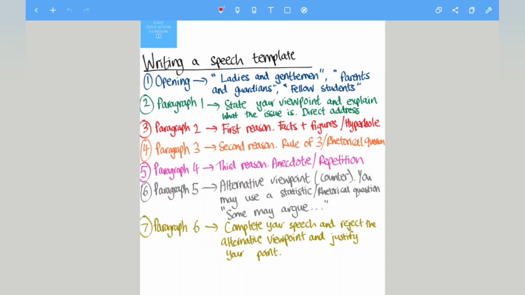I hope that gives you all a better understanding when writing a speech for English Language GCSE, specifically Paper 2. Now, this is something you may want to use and practice for the 40 marker, so do have a go at it as it may appear in your upcoming exams. And that takes us towards the end of the video.